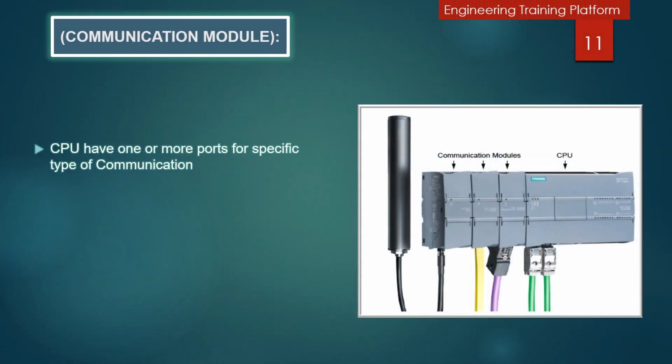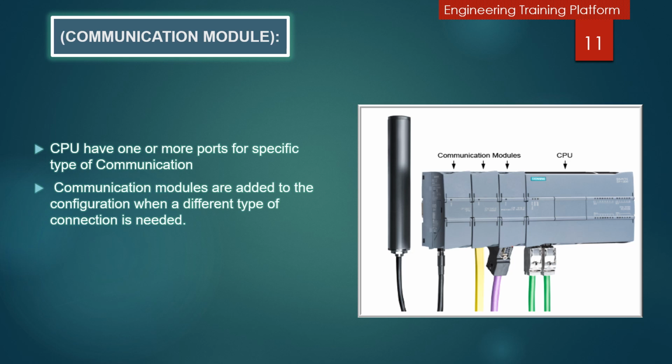A PLC CPU often has one or more ports for a specific type of communication. You can see in the picture on your right we have the CPU, and the Profinet ports are connected with this CPU. Different types of communication modules are connected with these CPUs, and we can use different types of communication by Profibus or other networks. When additional network ports are required, or when a different type of connection is needed, then communication modules are added to the configuration. For example, S7-1200 and S7-1500 CPUs have at least one Profinet port.